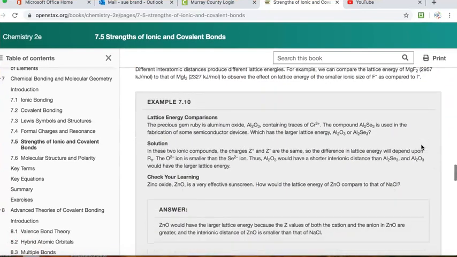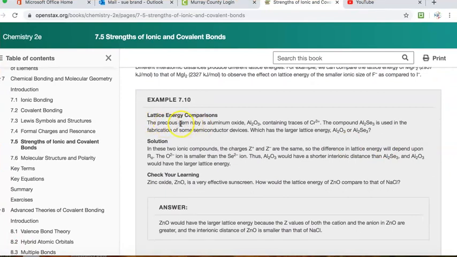Okay. So here we have an example. It says a precious gem, ruby, aluminum oxide, contains traces of chromium 3+. The compound Al2Se3 is used in the fabrication of some semiconductor devices. Which has the largest lattice energy, Al2O3 or Al2Se3? So we're really comparing oxygen versus selenium, right? O versus Se. So if you look on the periodic table, you can see that oxygen is higher up on the periodic table, so it's going to be smaller.